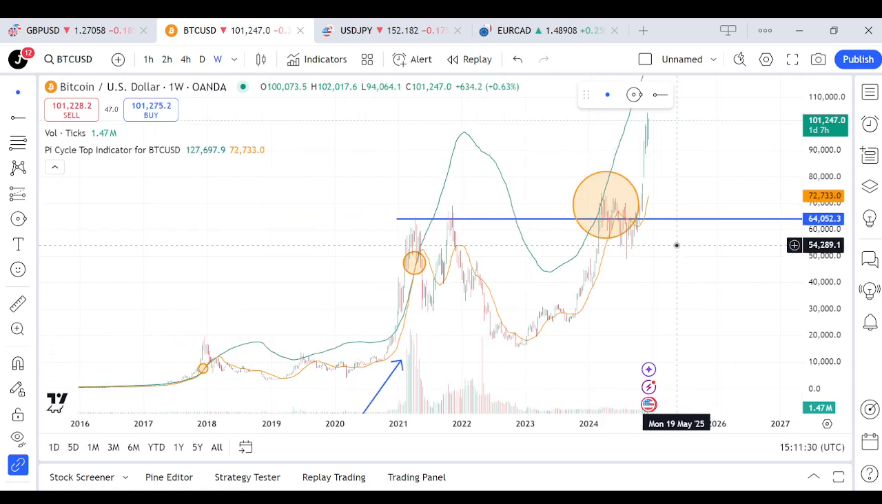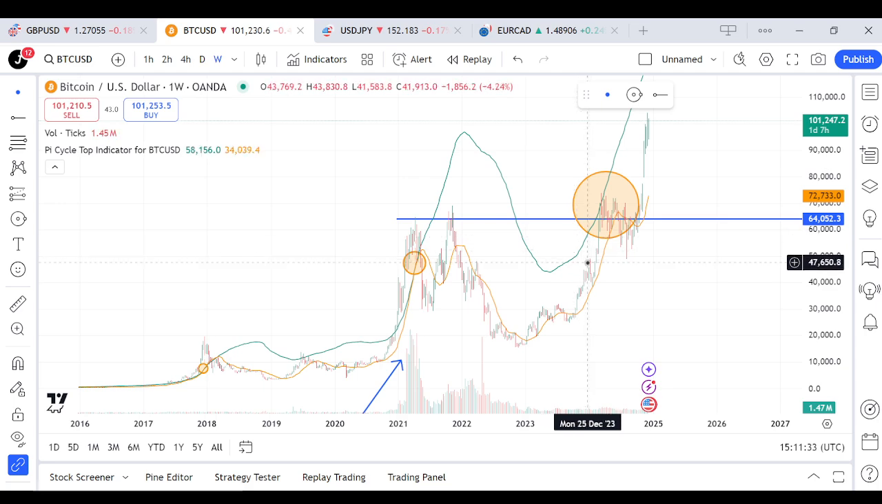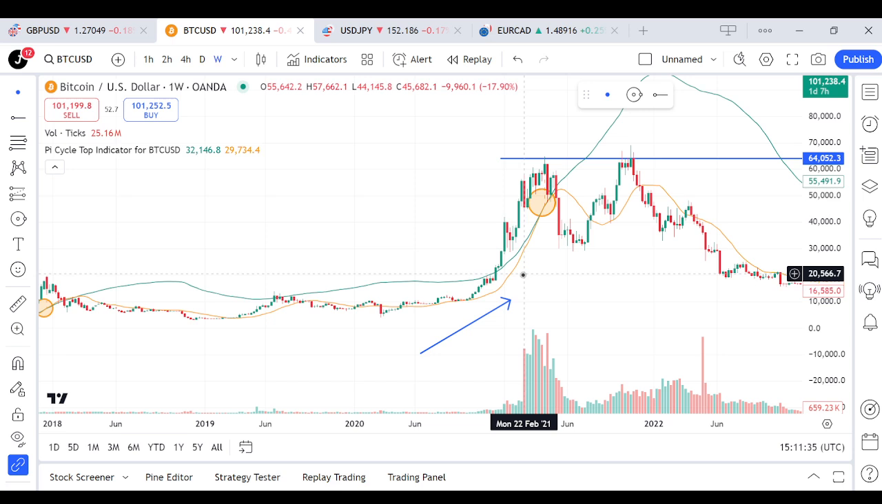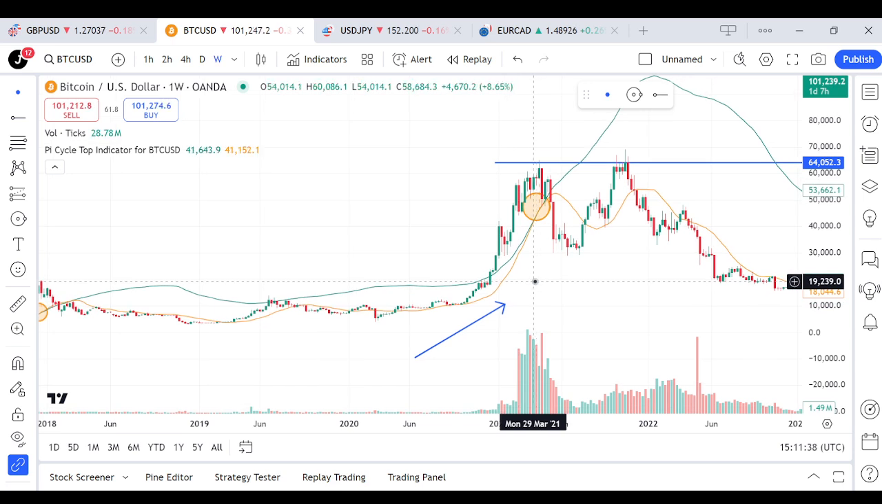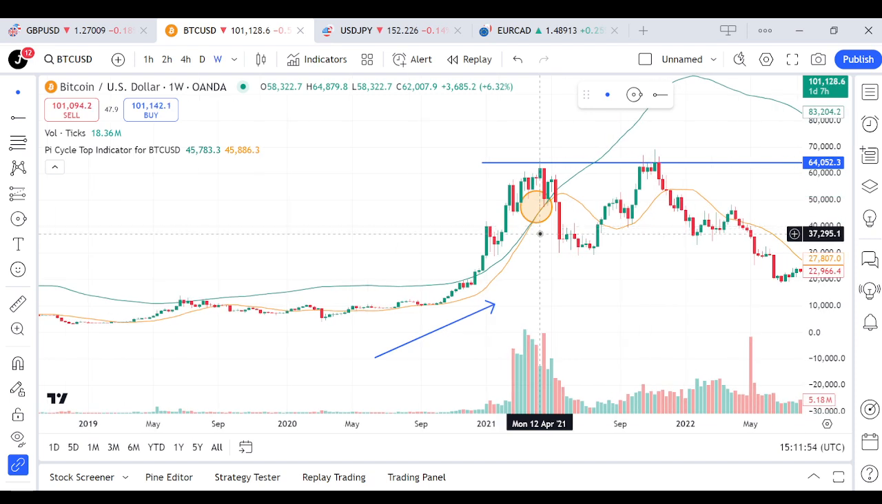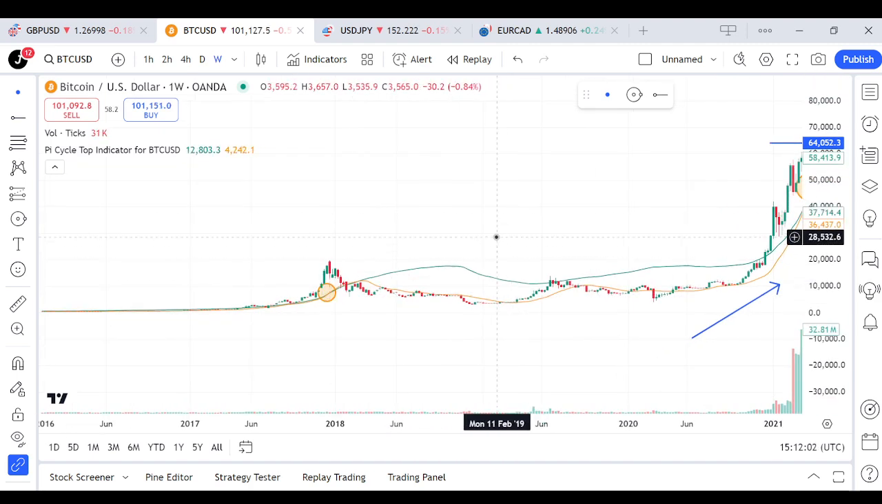So first, when you observe the convergence of the moving averages, it's time to heighten your awareness. This doesn't necessarily mean you should exit all positions immediately, but rather prepare for potential market volatility. The critical moment occurs when the 111-day moving average crosses above the 350-day moving average multiplied by 2. This crossover has historically signaled major market tops. Remember, we had one here. So upon seeing this crossover, consider implementing these strategies.